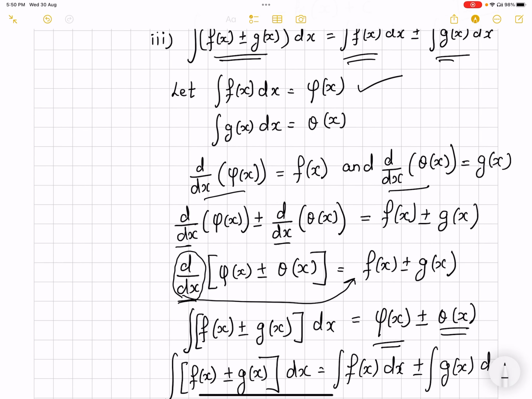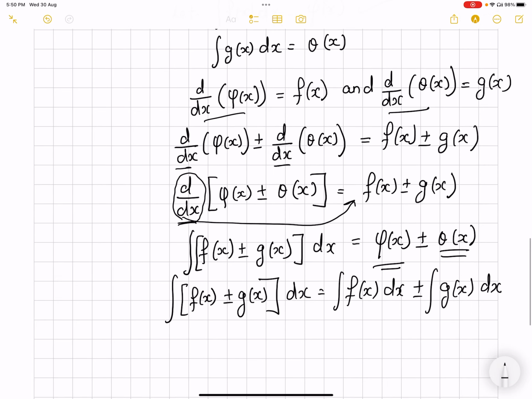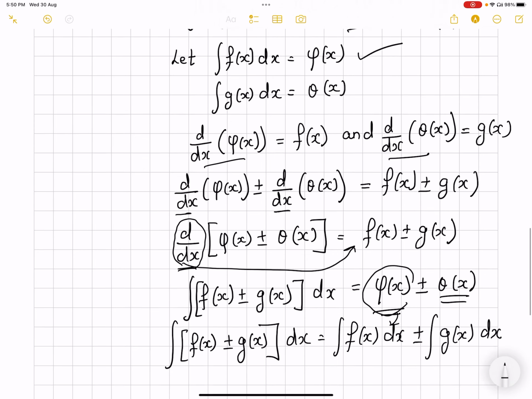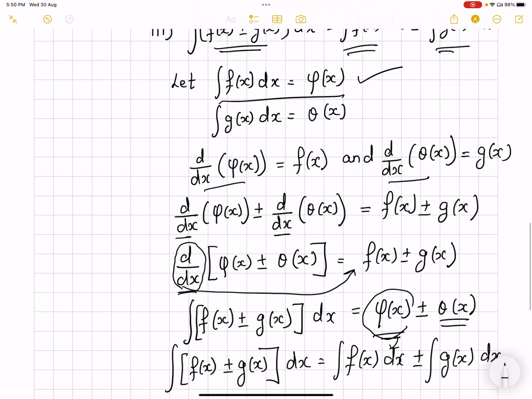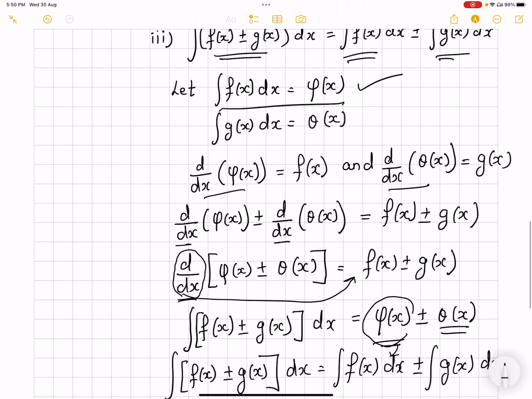Now in that case, what would happen? This differentiation, when it goes to the other side, becomes an integration. Now you have integral f of x plus or minus g of x dx. Now, in this case, what is my phi of x? It's integral f of x dx. That is what in the beginning we have defined. And then what is my theta of x? In the beginning we defined it as integral g of x dx.